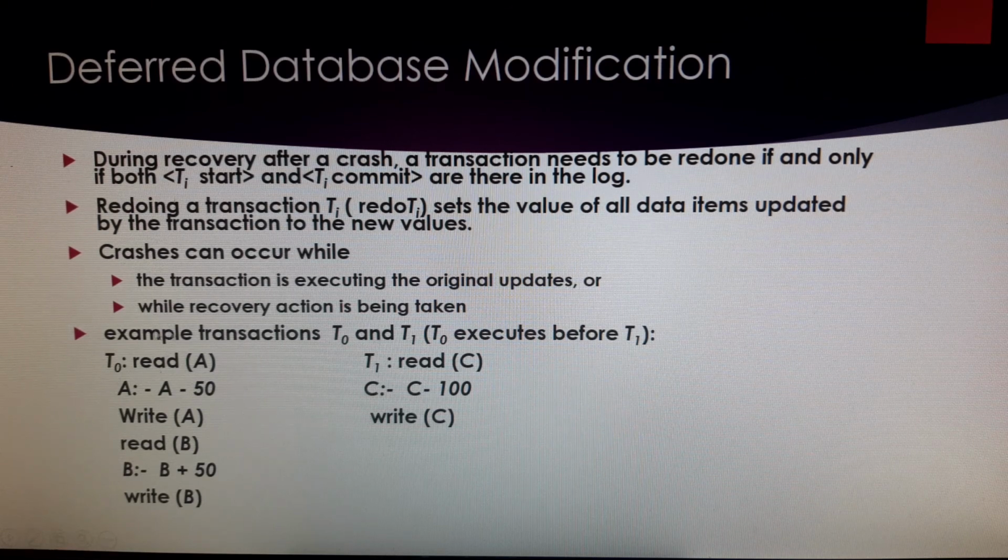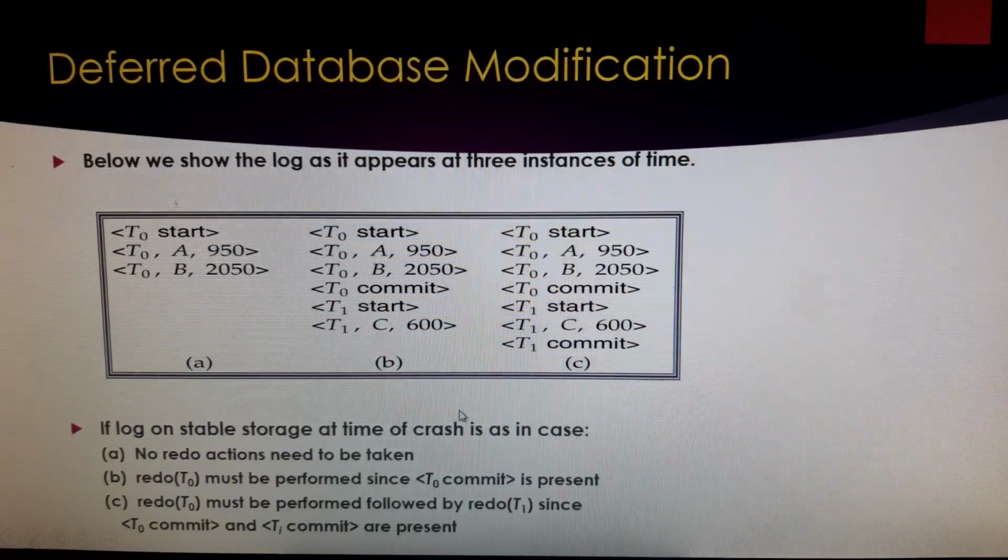We have already defined one example, where T0 and T1 are transactions. The T0 transaction transfers 50 rupees from account A to account B. You perform the read operation of A, 50 rupees is deducted from A, you perform the write operation, and these 50 rupees are added to account B. The T1 transaction withdraws 100 rupees from account C: read C, deduct the amount, and execute the write operation.